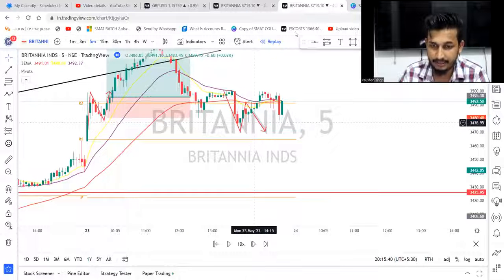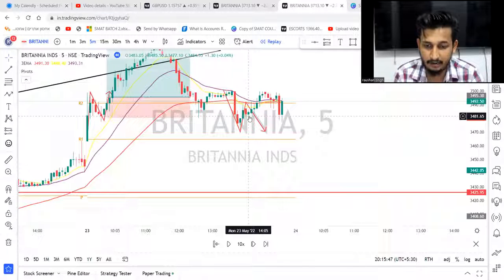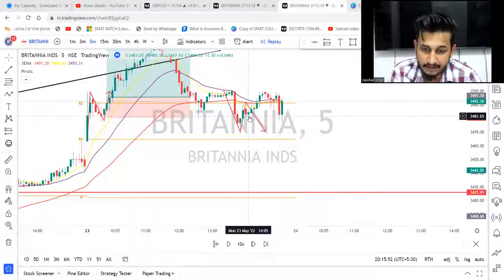Why? Can you please tell me why I'll avoid this trade even if everything is fine around this level? Okay, at 2:25, even if this candle would have closed in red, still I would have avoided this trade. Why?